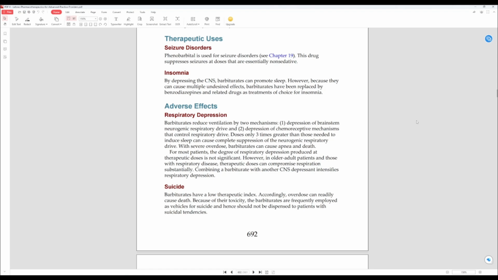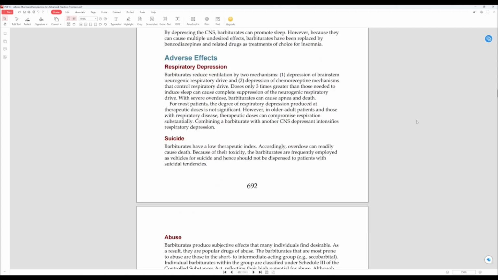So that brings us to our therapeutic use, especially in seizure disorders. Phenobarbital is used in seizure disorders. This drug suppresses seizures at doses that are essentially non-sedative, and these were discussed in Chapter 19. In insomnia, by depressing the CNS, barbiturates can promote sleep. However, because they can cause multiple undesired effects, barbiturates have been replaced by benzodiazepines and related drugs as treatment of choice for insomnia.